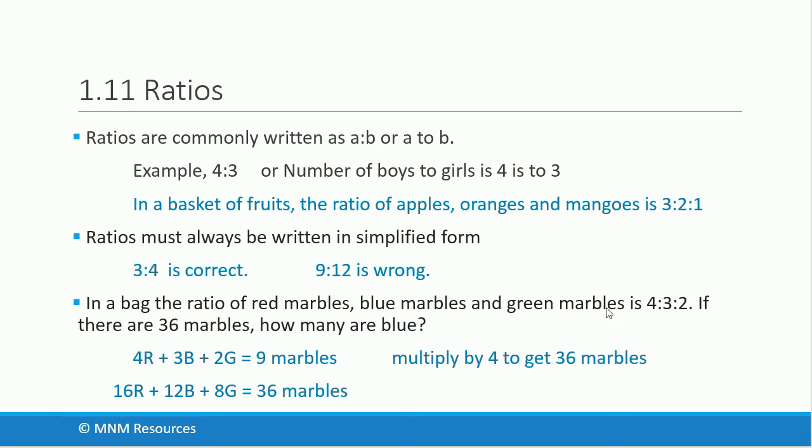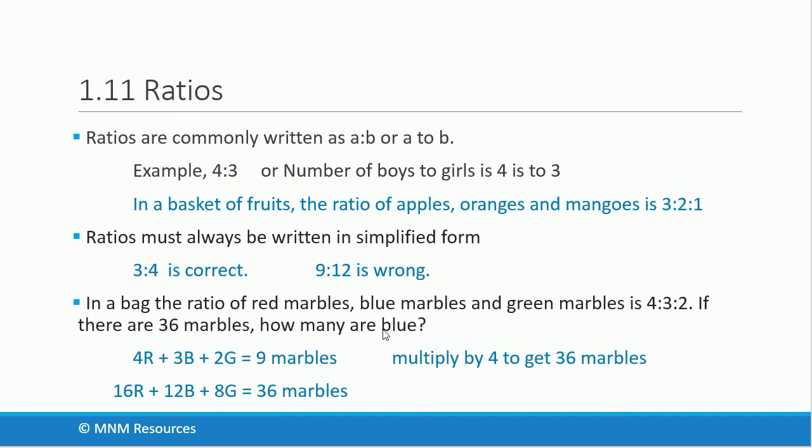Okay, let's write down the ratio in the form of an equation. So at the very least form of this ratio, if there are 4 red marbles and 3 blue marbles and 2 green marbles, how many marbles will be there in total? 4 plus 3 plus 2 is 9 marbles in total. In our question, they've said that there are actually 36 marbles. So from 9 marbles, how do you get 36 marbles? You multiply 9 by 4 to get 36 marbles.